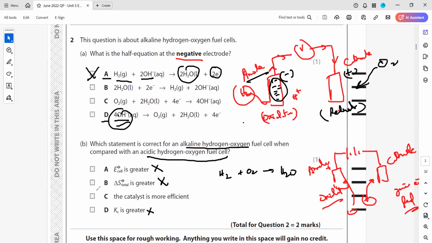The only difference is the catalyst, because in the alkaline hydrogen fuel cell the catalyst is more efficient in breaking down the hydrogen molecule into hydrogen ions. The reactants are the same, so the product is also the same. So there is no change in the electrode potential of the cell, total entropy or Kc. The only comparison is the catalyst. The rate of the reaction for the alkaline fuel cell is much higher compared to acidic fuel cells.